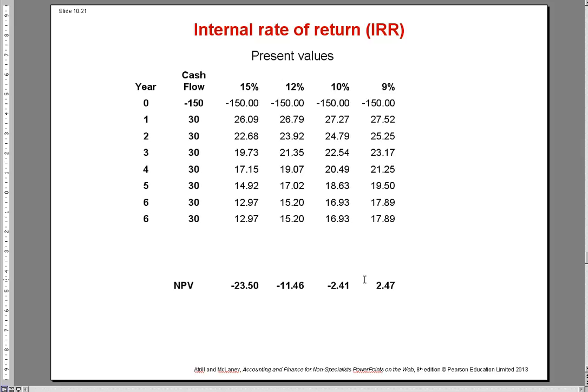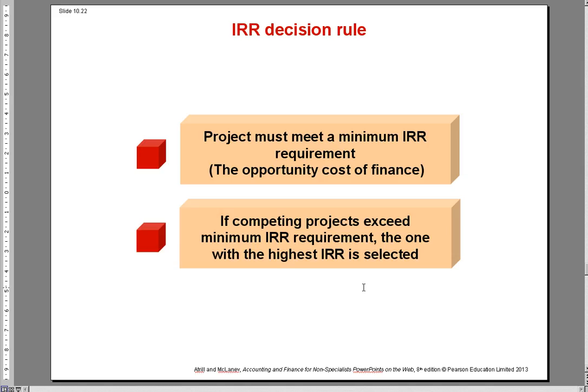However, it's not perfect, and there are some examples where it can give the wrong answer. Okay, so the IRR decision rule: project must meet a minimum internal rate of return requirement, and it calls it the opportunity cost of finance. I think that's a little bit unnecessary, frankly. It is just the opportunity cost is the cost of raising the money, and it's going to be earning more than the cost of borrowing.